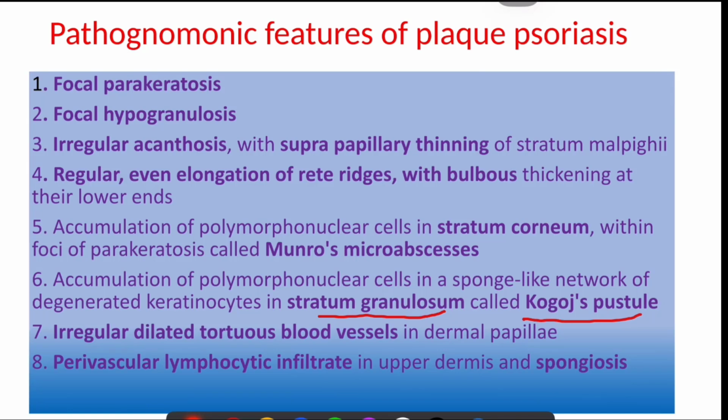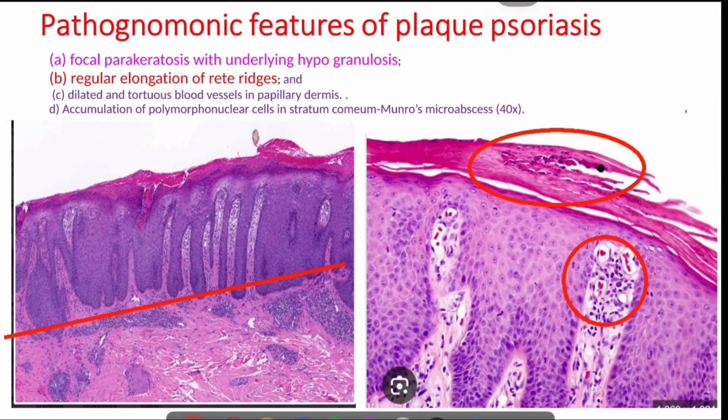along with the spongiosis. So these are the plaque psoriasis pathognomonic features. Parakeratosis in some areas, then hypogranulosis where you cannot find any granular layer, and elongation of rete ridges, right? So it is bulbous rete ridges.